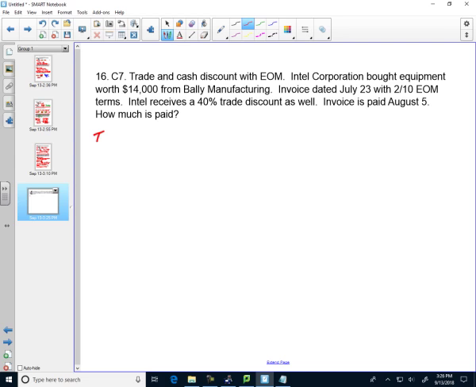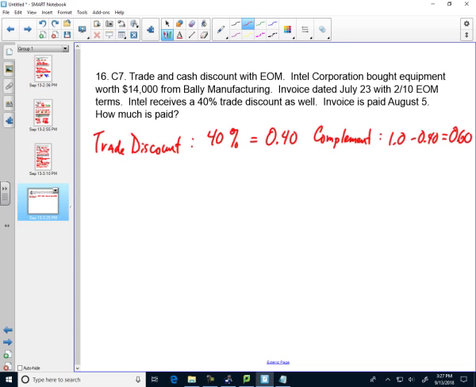So, to calculate the trade discount, I'm kind of running downhill there somehow. One thing, my chair keeps getting further away. 40% turned into a decimal is 0.40. The complement is 1.0 minus 0.40 or 0.60. Okay, everybody okay with that?